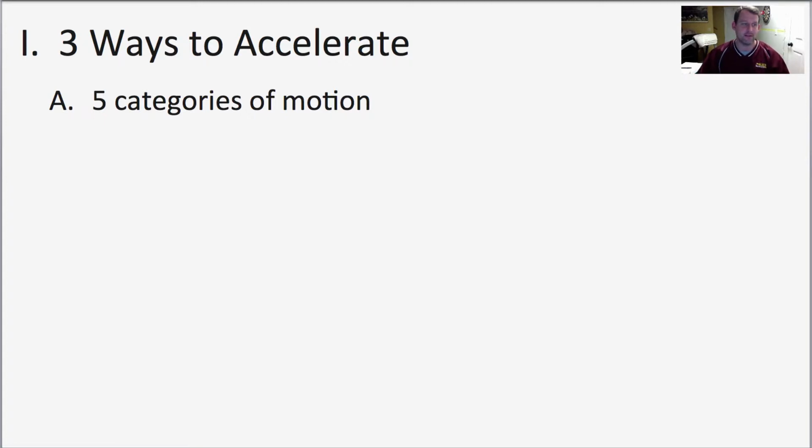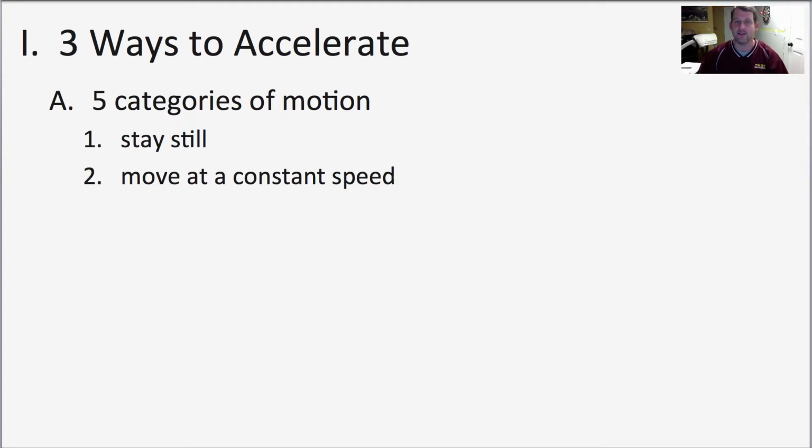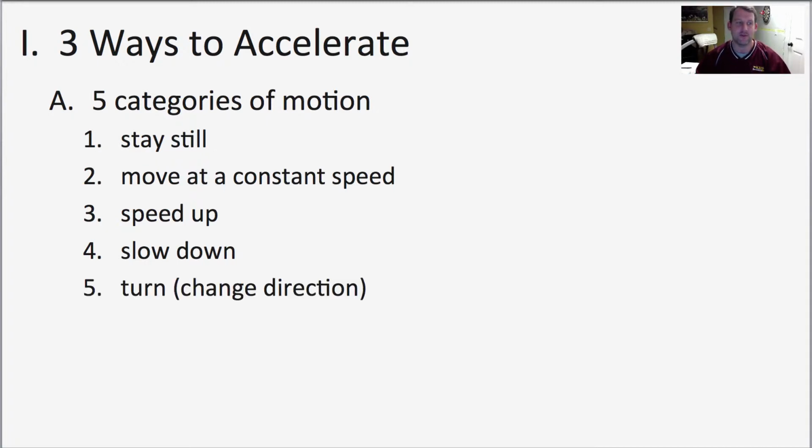The first one is simple. It's staying still. So an object can just sit there, right? We know that. And objects can move, and they can move at a constant speed. So you can drive your car at 55 miles an hour on the interstate. The next thing they can do, of course, to get to that 55 miles an hour, you have to be able to speed up. So that's another category of motion. And of course, if you can speed up, then surely you can slow down. And that's the fourth category. Our fifth one is that you can turn. So you can use that steering wheel to turn.